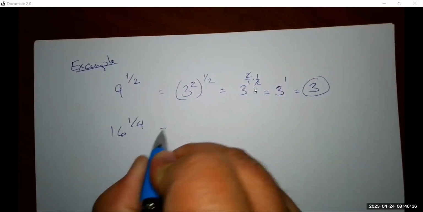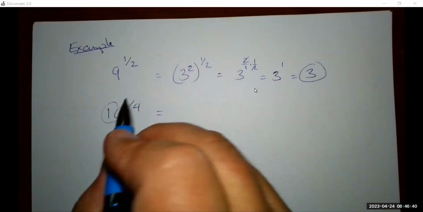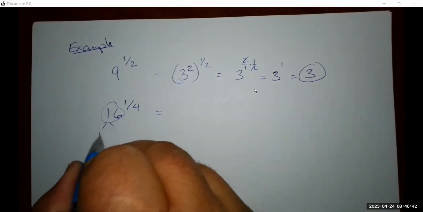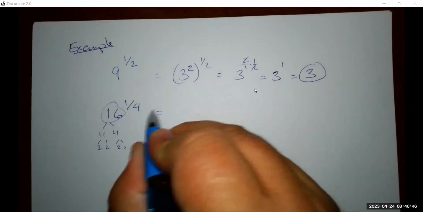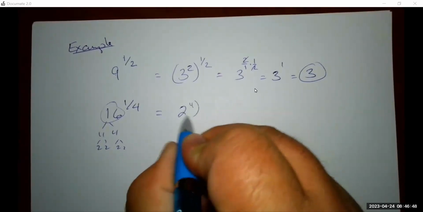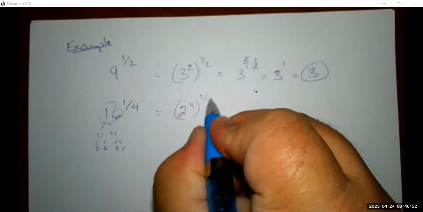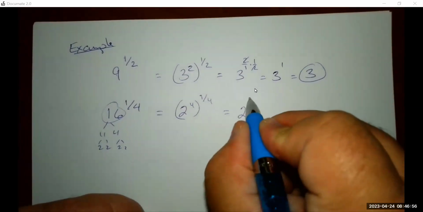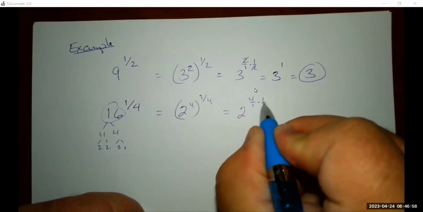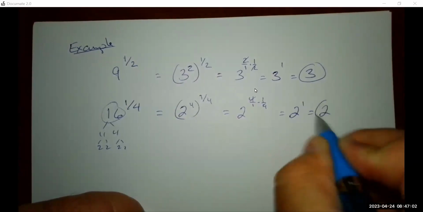16 to the 1/4. 16 is made up of 4 times 4, 2, 2, 2, 2. So 16 is made up of 2 to the 4th. Multiply the exponents. So we have 4 over 1 times 1 over 4. The 4's cancel. So the answer is 2.